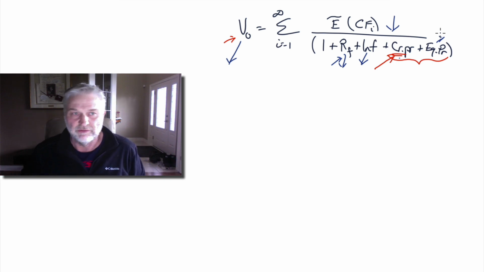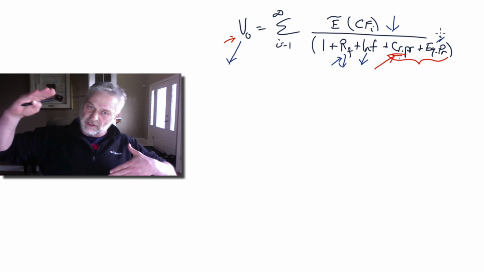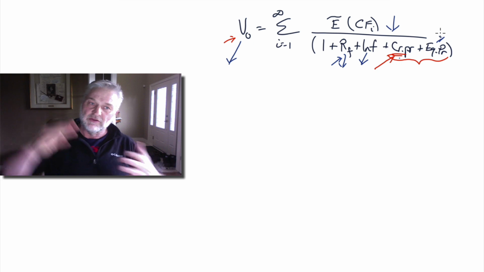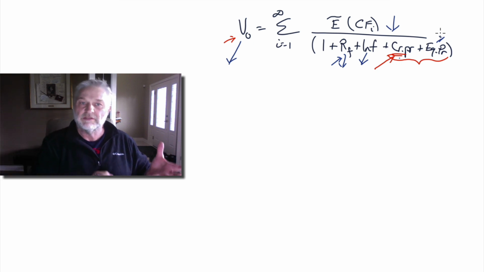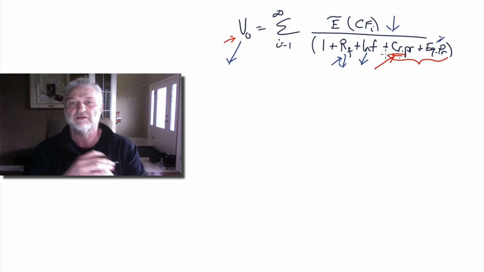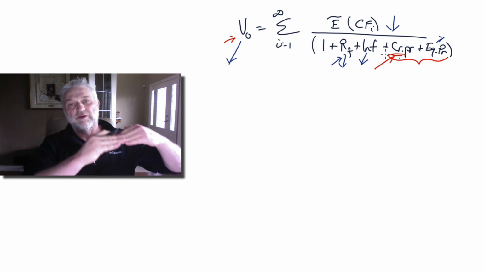Well, what has happened to credit spreads over the last while? They've exploded. If credit spread starts to narrow, what's going to happen to the valuation of our equities? They're going to start to increase because our discount rate is going to get lower. And if our discount rate gets lower, valuations increase.